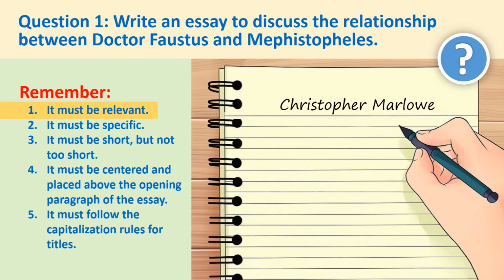It's true that Christopher Marlowe wrote this play, but our essay is not about him. It's about 2 characters in the play, Dr. Faustus and Mephistopheles. So this title does not really meet the first requirement because it is not directly related to the question. So we have to retitle our essay.